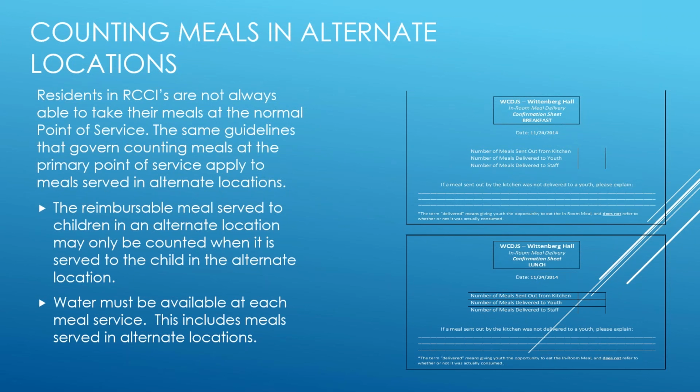Here is an example from a RCCI of an alternate meal counting count sheet. It has all the necessary areas. It has a date, the number of meals sent out, number of meals delivered to the youth, staff meals if they were served, and then room for clarification at the bottom.